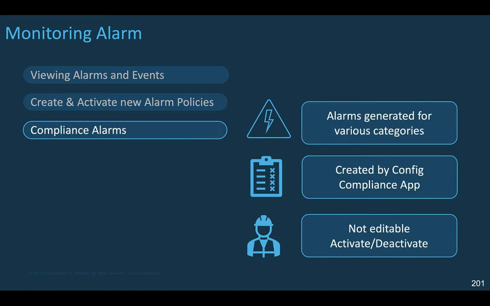There are several categories for the alarm events. As mentioned several times, the config compliance, also known as CC, is a core application running on DCNM. And CC registers and creates alarms under the external alarm category. The severity level of a policy is critical. If any device in the fabric moves from in-sync to out-of-sync and the enable alarm checkbox is selected, a critical severity alarm is generated. And you can't modify this type of alarm.